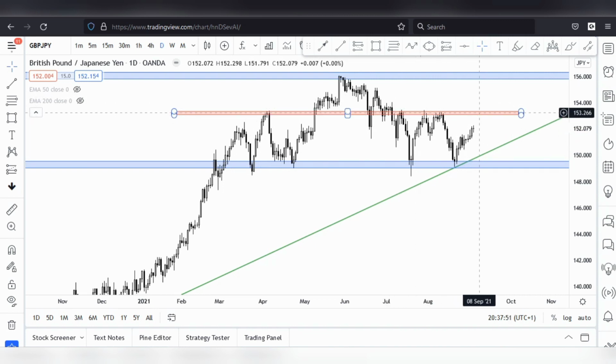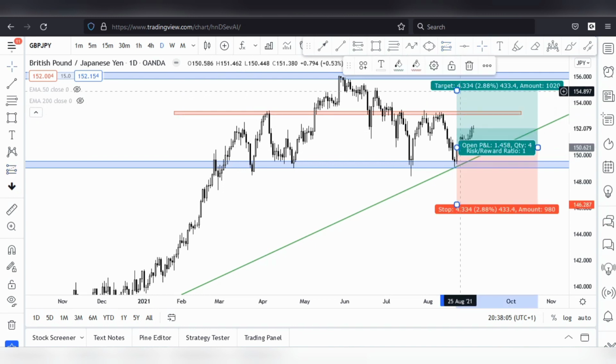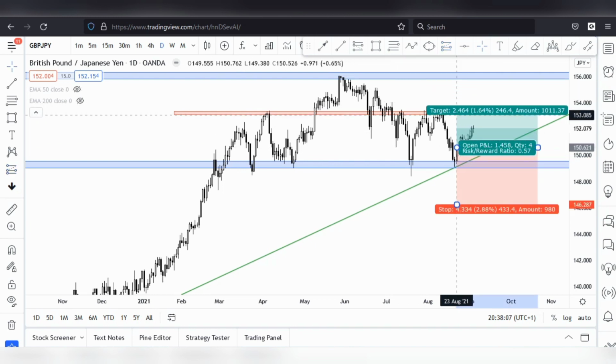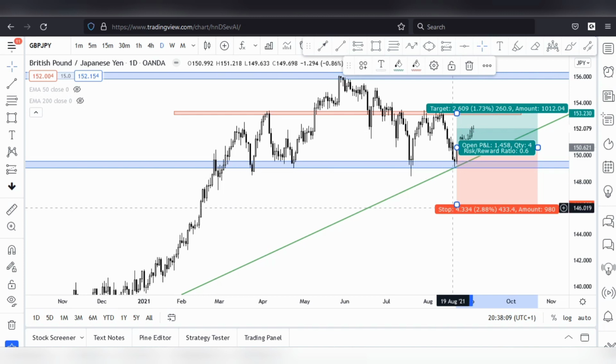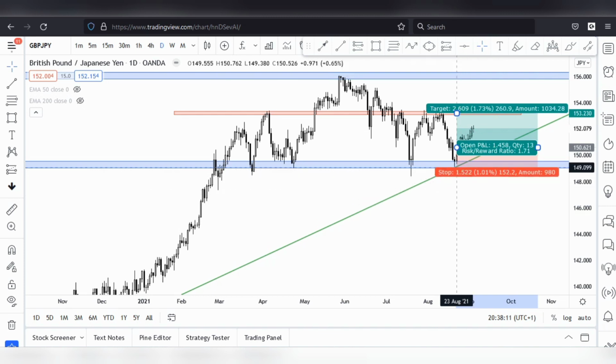So this is a very important area where we'll be looking for price to get to. If you're originally in this trade where price formed this morning star over here, then you'll be looking to take your profits around that red zone over there, at around 250 or 260 pips, while your stop loss will have been here. So by now you will have broken even on this trade.